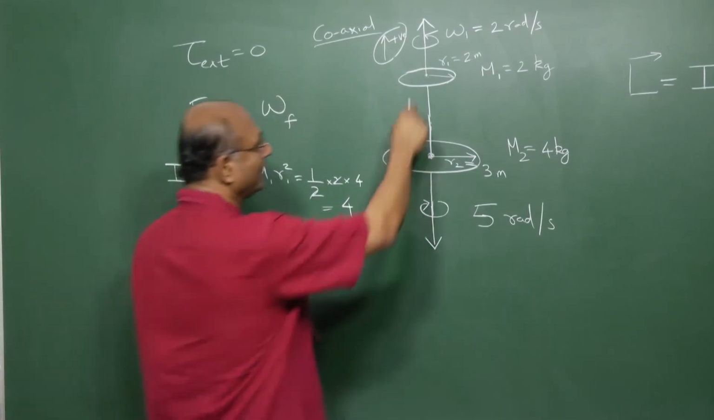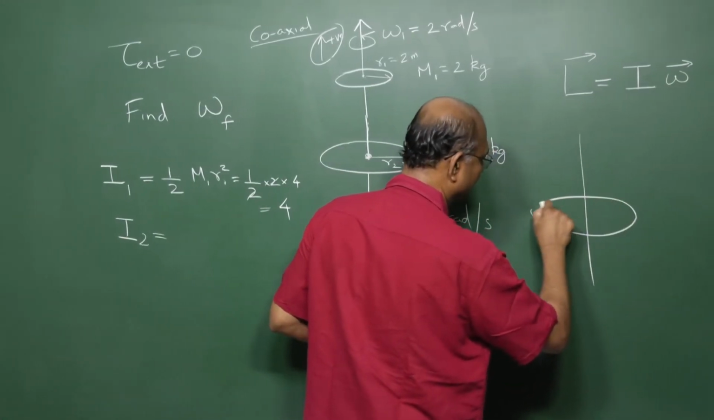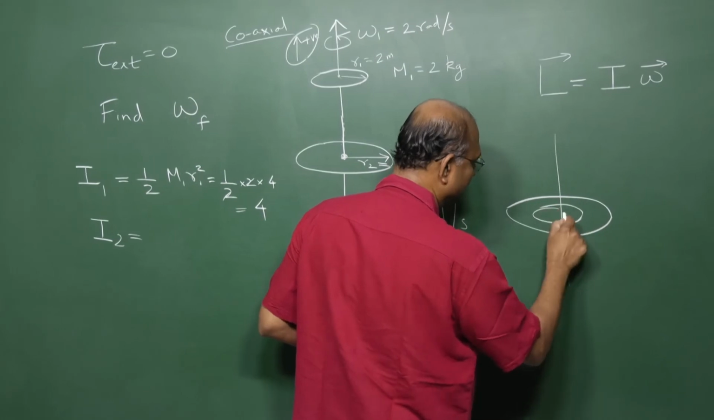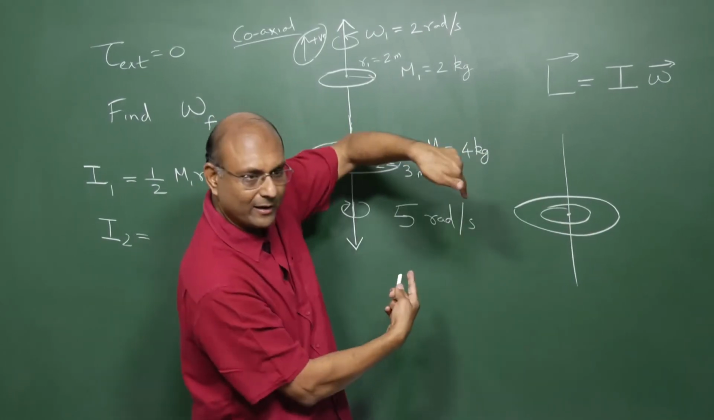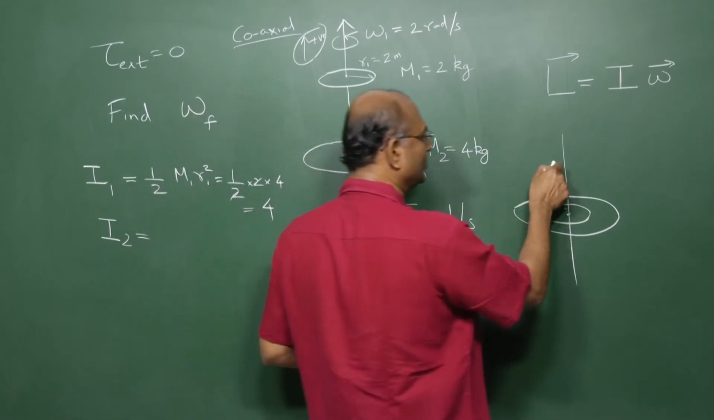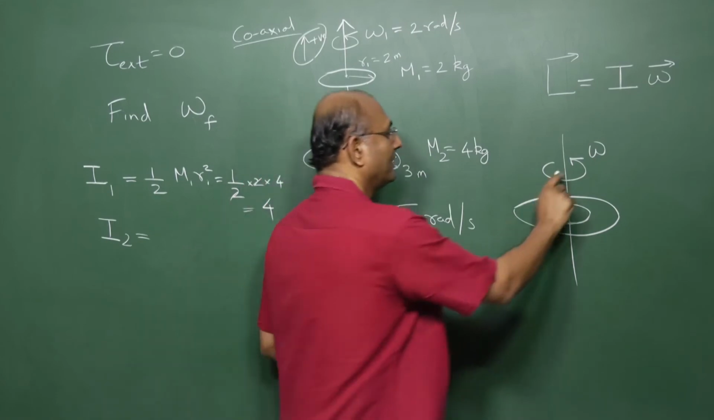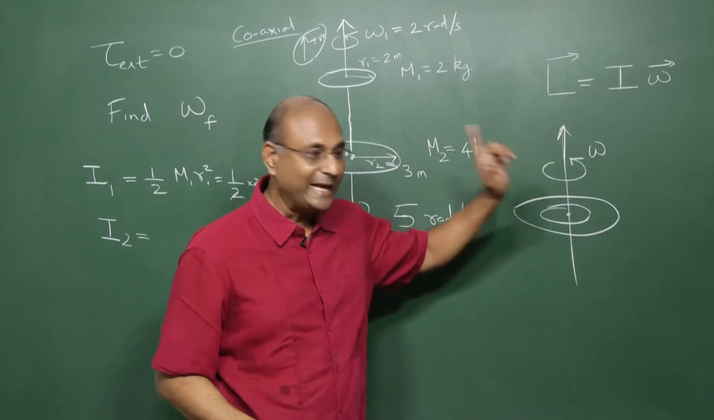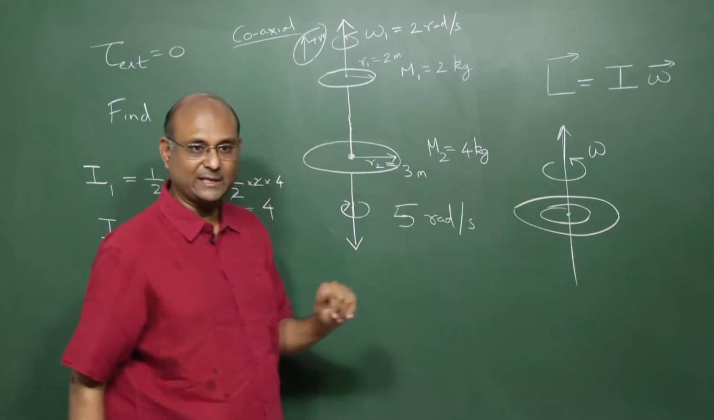So that is the final state. If you draw the final state, this is how it's going to look. This disc and that disc are moving together. Now they may be moving this way or that way. I'm going to assume that they are moving like this, and I'm going to call that omega. If it turns out omega was negative, that means they are not rotating in this direction, they are rotating in the opposite direction. That's all.